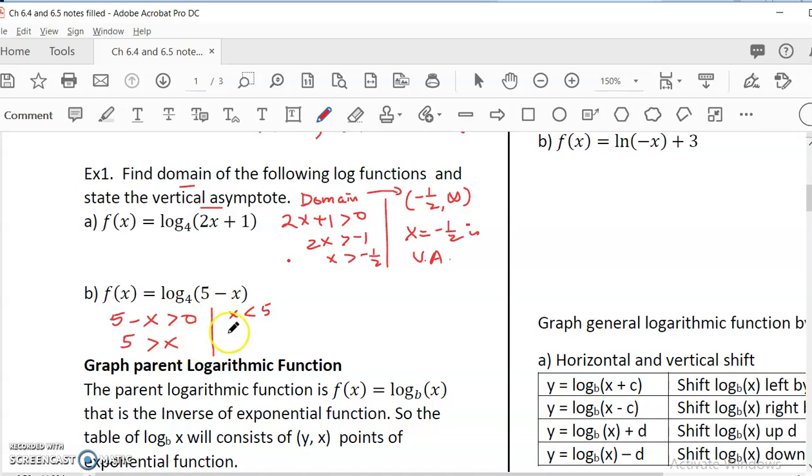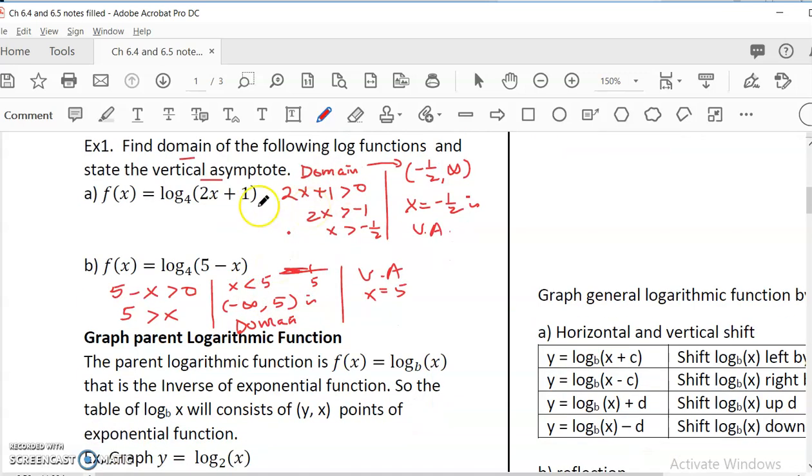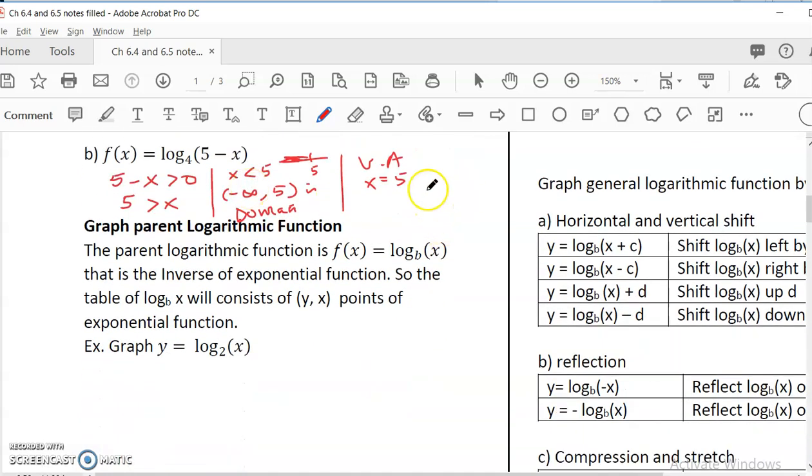Switch it over so we know what value it is. X is less than 5, that means it would be from -infinity to 5 is the domain, right? Because less than 5, if you look at the number line, it will be 5 here, all these numbers. So it starts from -infinity to 5 in interval notation. So what about the vertical asymptote? What's the boundary? The boundary will be at x is equal to 5, the rightmost boundary of the interval. So that's how you know the vertical asymptote and also the domain.